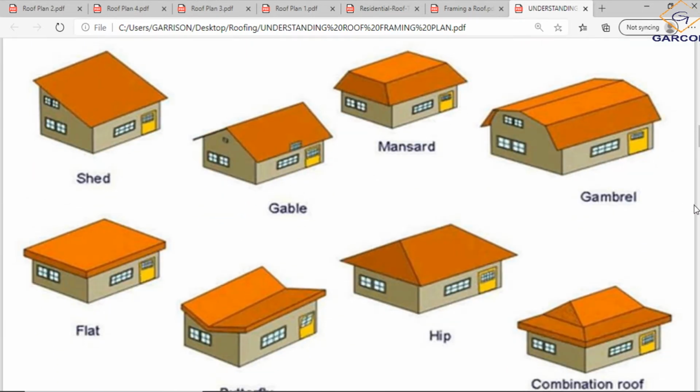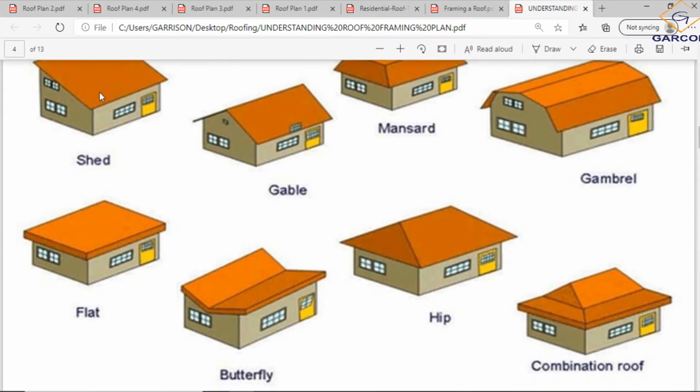Alright. Pictorial representation of the various types of roof now. Shed or lean-to. Gable, mansard, gambrel, combination roof because it has a little bit of flat pan here and a little pitch. Hip, butterfly, flat.